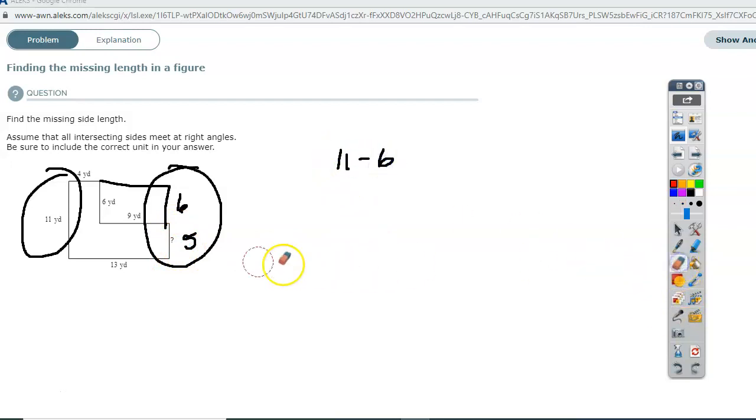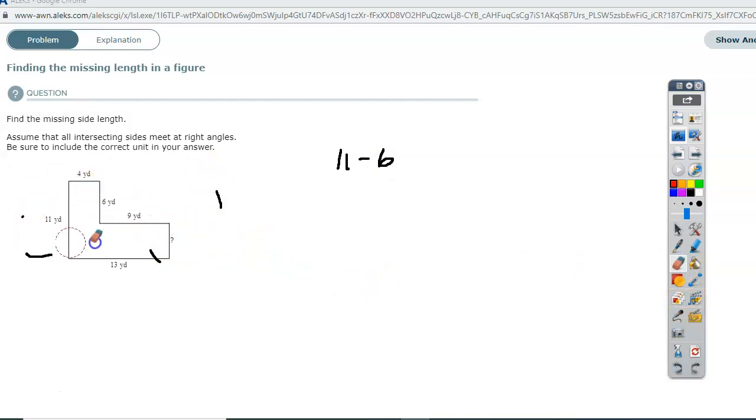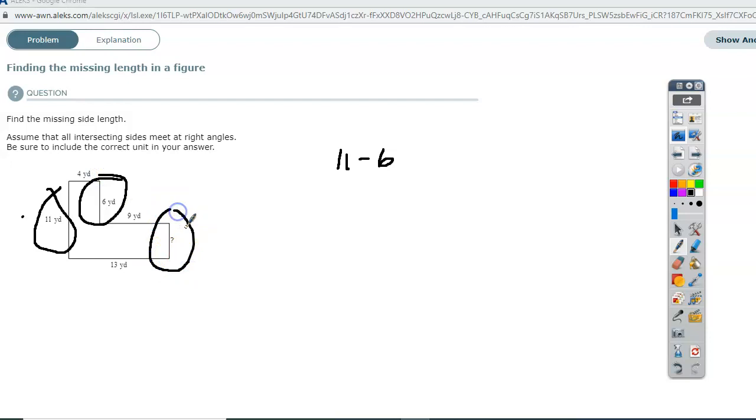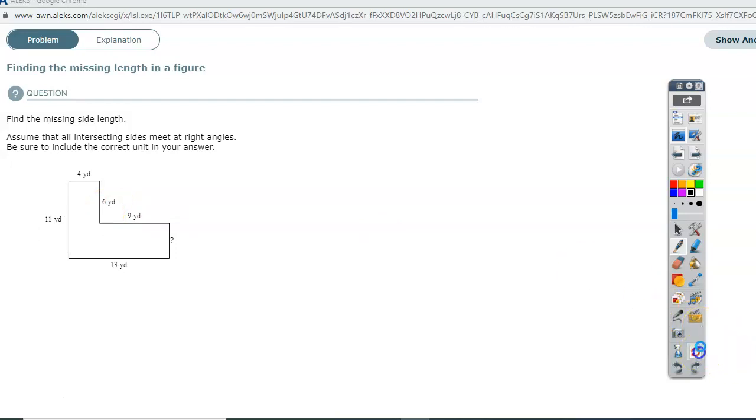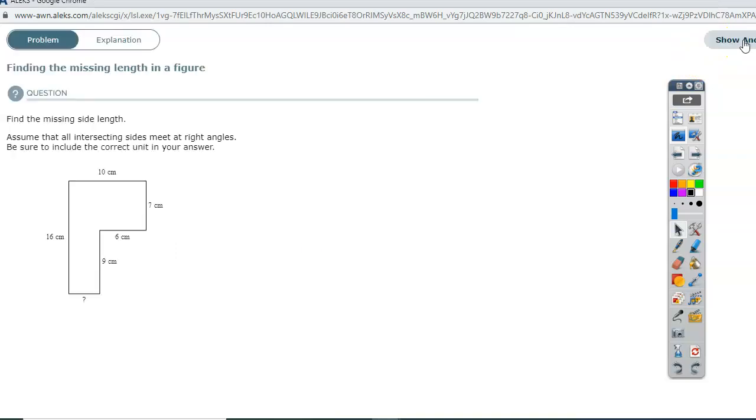All the sides that are long should match. So if you have a longer side, you subtract from the shorter side. I don't really like that explanation, but let me see if I can find another one that we haven't done.